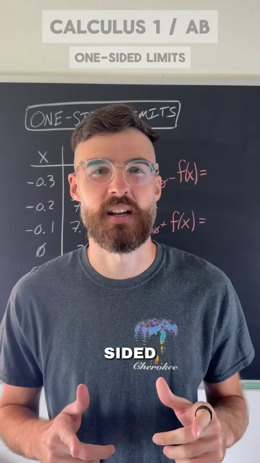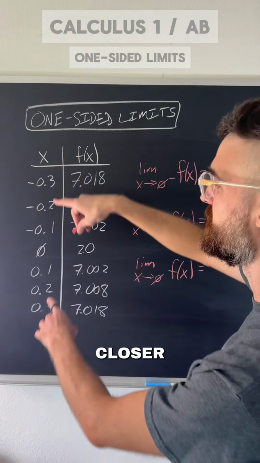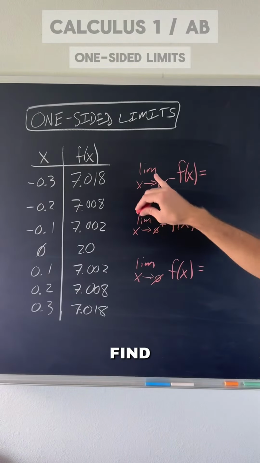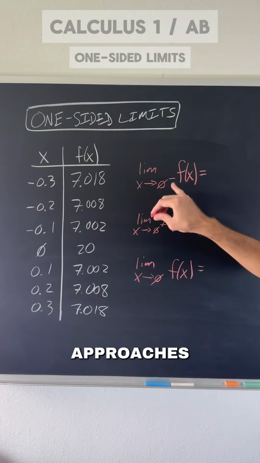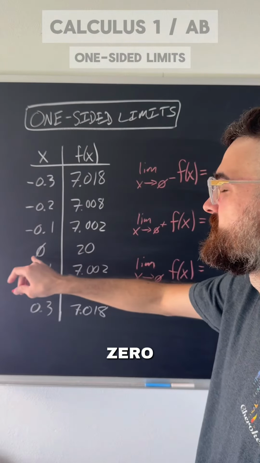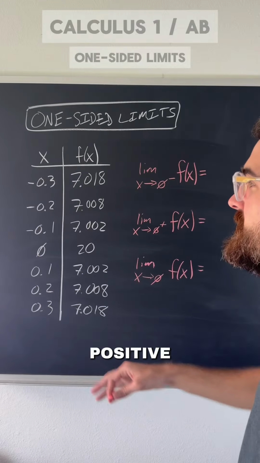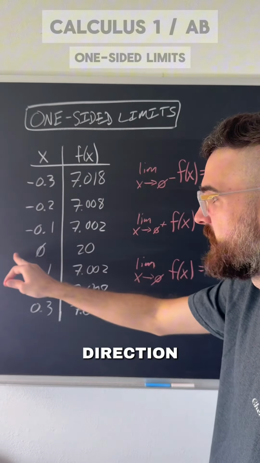Let's practice some one-sided limits. In this table, we're given values of f of x as we get closer and closer to x equals 0. We're asked to find the limit of f of x as x approaches 0 from the left. What that means is we're looking at values getting closer and closer to 0 from the left side, or from the negative side. So as I move from negative values to positive values on a number line, that would be the direction I would move in.